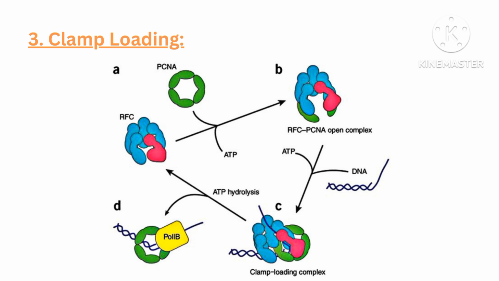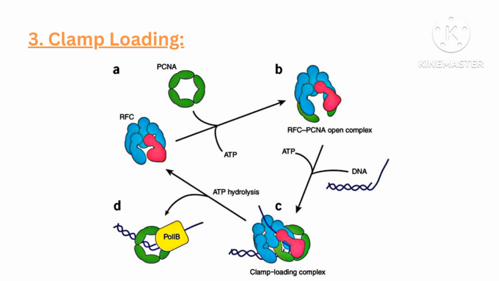Step 3 is DNA recognition. The RFC-PCNA complex recognizes and binds to the primer-template junction on the DNA. The primer-template junction is a site where single-stranded DNA meets double-stranded DNA. Step 4 is PCNA loading. The open PCNA ring is placed around the DNA strand at the primer-template junction. Once positioned, PCNA closes around the DNA, encircling it.